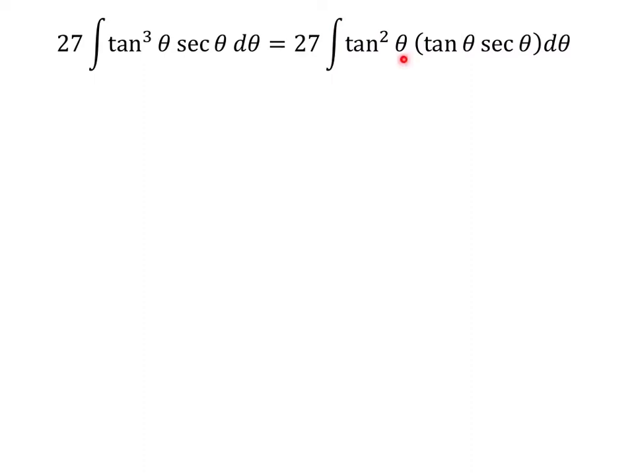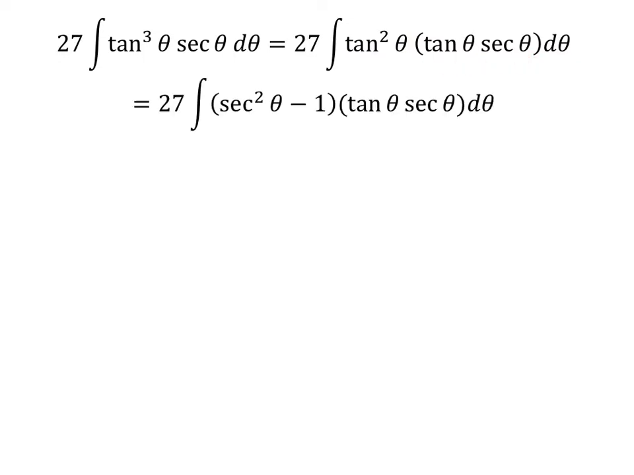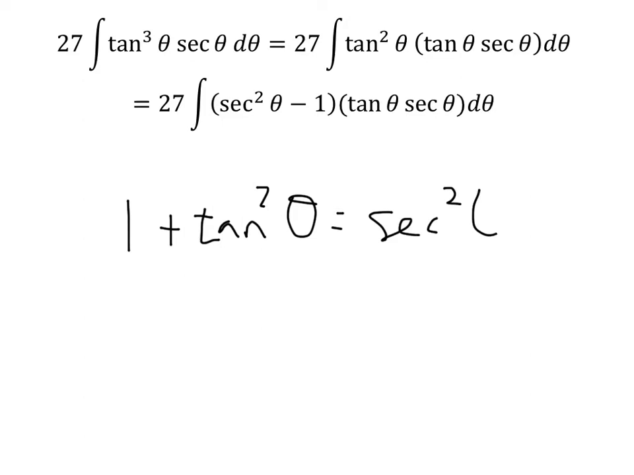I need to be able to write this in terms of the function whose derivative is tangent secant. So I need to write tangent squared theta in terms of secant of theta, because the secant of theta's derivative is right here. Well, I can do that using one of my favorite Pythagorean identities, that 1 plus the tangent squared of theta is equal to the secant squared of theta. So I solve for tangent squared by subtracting 1 from both sides, which is where this comes from.